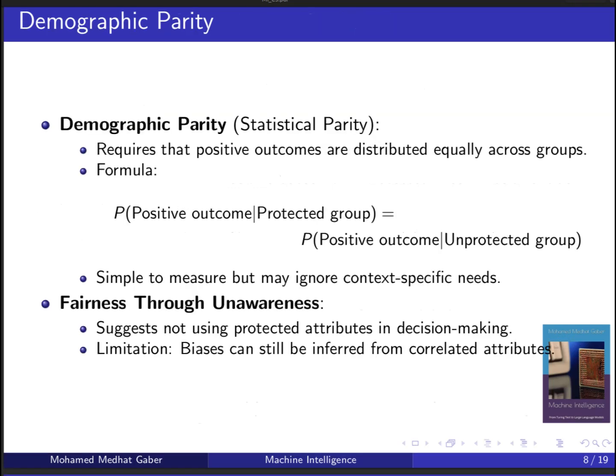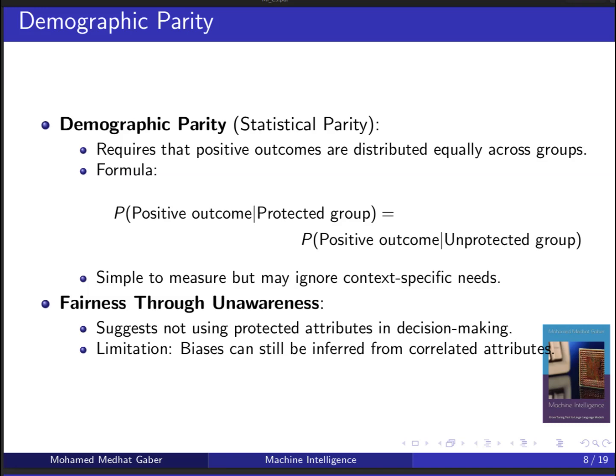Building upon our discussion of fairness metrics, let's explore demographic parity, also known as statistical parity. Demographic parity requires that an AI system's positive outcomes are distributed equally across different demographic groups, regardless of any individual qualifications or characteristics. Specifically, the probability of receiving a positive outcome should be the same for both protected and unprotected groups. This fairness criterion is straightforward to measure and implement. By calculating the proportion of positive outcomes in each group and comparing them, we can assess whether the AI system is treating groups equally in terms of outcome distribution.